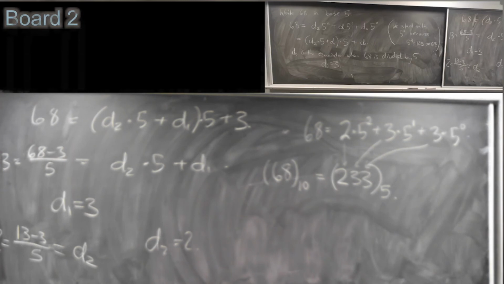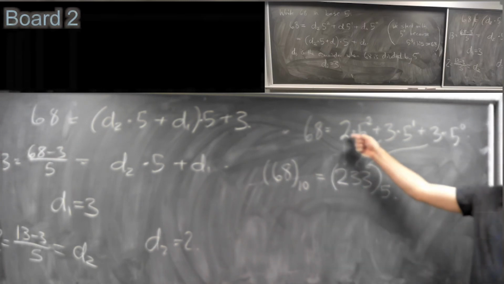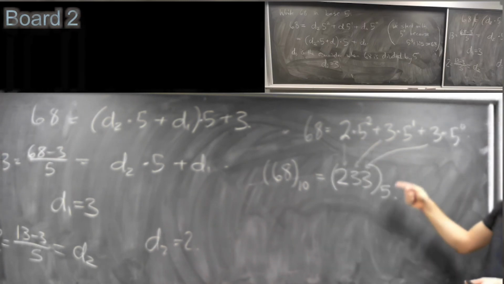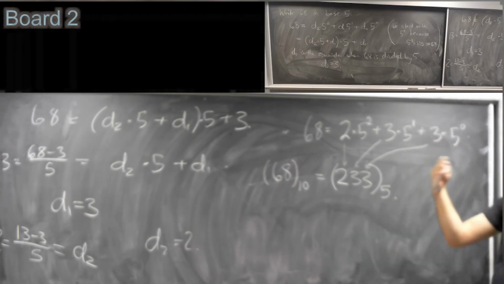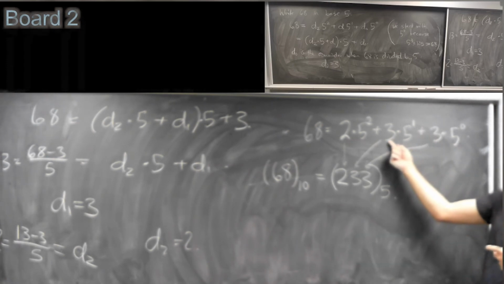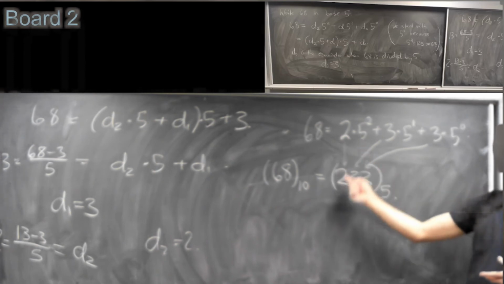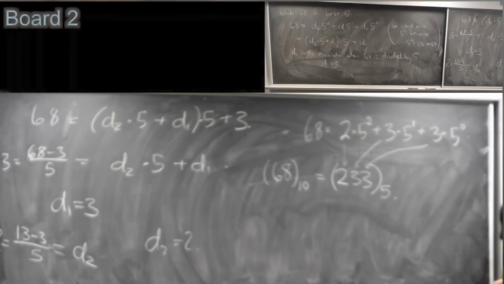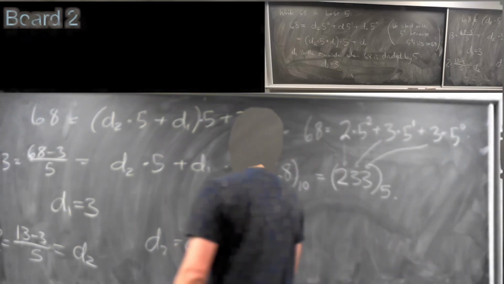Any questions about that? One thing is you have to remember to write these in the correct order. The first thing I worked out was this 3, and then that 3, and then that 2. But I write them down 2, 3, 3, like this. Any questions?